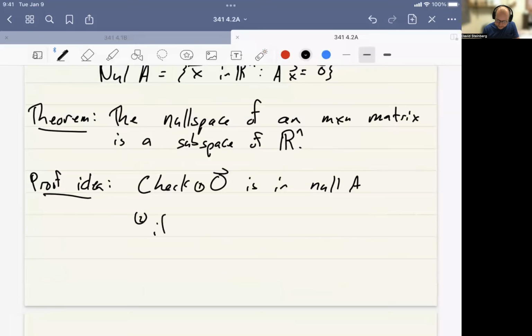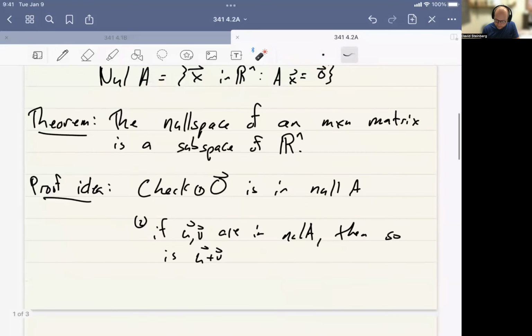Also check if u and v are in the null space of A, and then so is the sum. And this should make sense because to check if something is in the null space, we hit it with the matrix A. A applied to u plus v should be equal to A applied to u plus A applied to v. If both of these are 0, then so is that, it's also going to be 0.